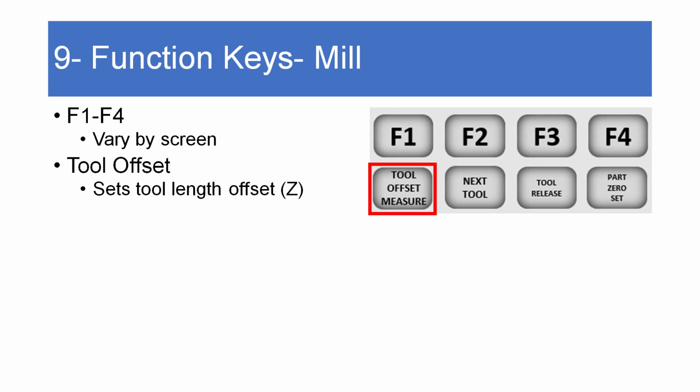This is used to record the length offsets for a particular tool in the tool offset page during part setup. We'll look at several methods to set a tool offset in the machine. This button is only one of many.